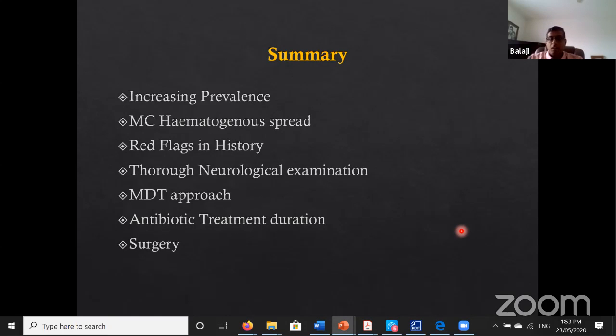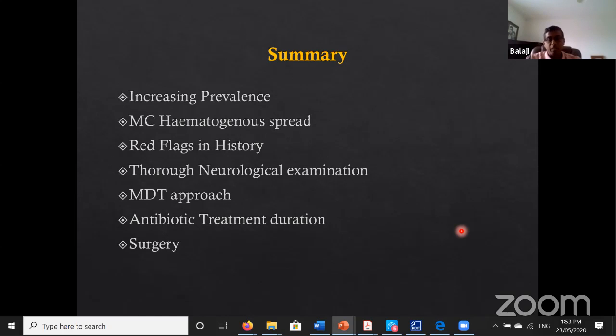To summarize, it is important to remember there is an increasing prevalence of the disease. Most commonly, it is a hematogenous spread. Remember to elicit the red flags in the history. You should do a thorough neurological examination to identify any fine deficits that might be present.